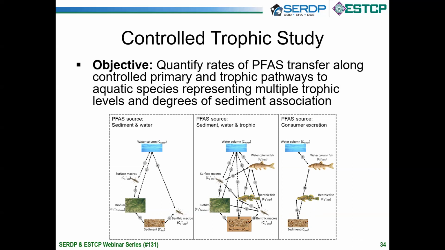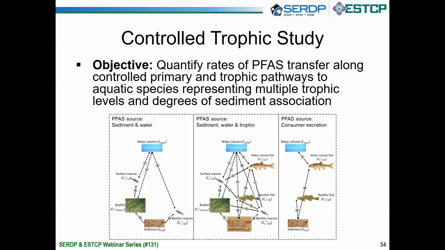So with this experiment, we are taking a stepwise approach, focusing first on how the source of environmental exposure influences PFAS loading to primary producers, such as biofilm, as well as primary consumers, such as benthic and surface invertebrates. You'll note that this is similar to the previous study, the geochemical study, and this is deliberate in order to help comparison of the results between these two.